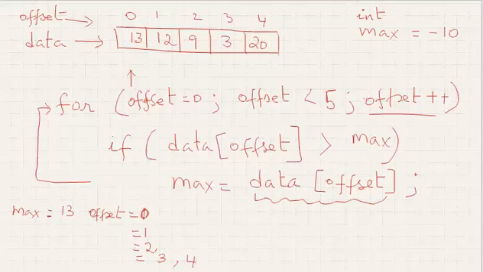20. So my maximum becomes 20. And I go back, increment my offset to 5. It becomes 5. Is 5 less than 5? No. So it terminates. Alright. So this is the basic program for how to find the maximum in an array.